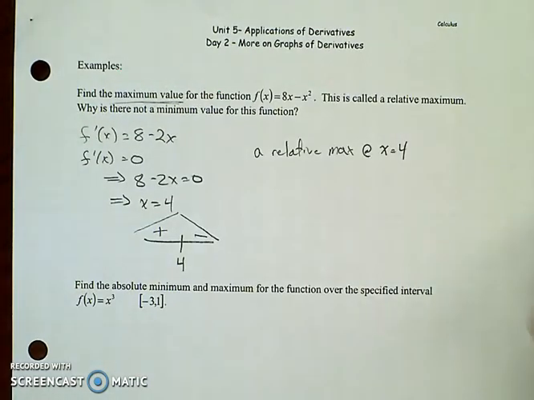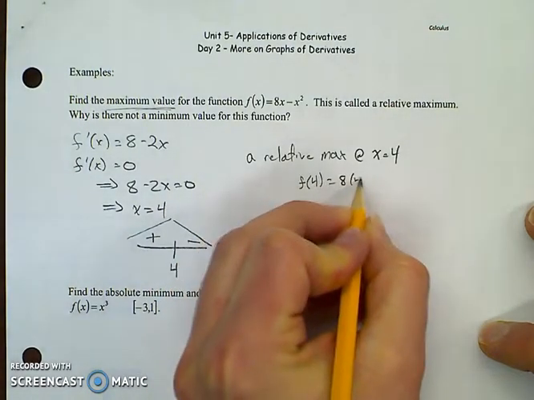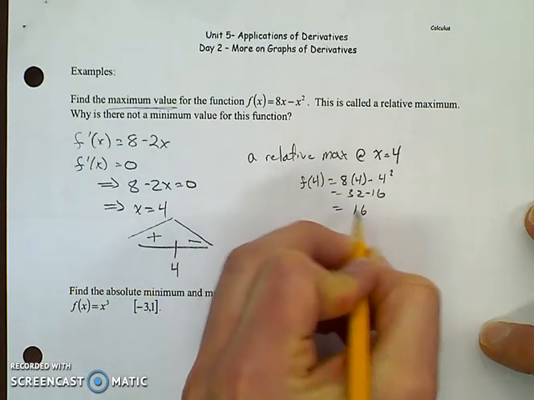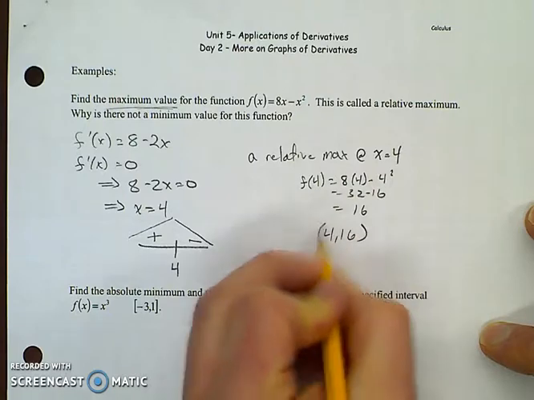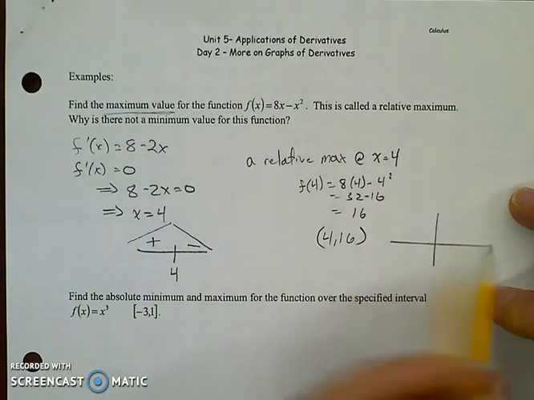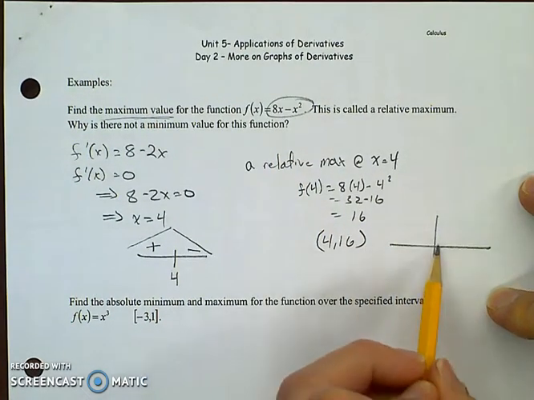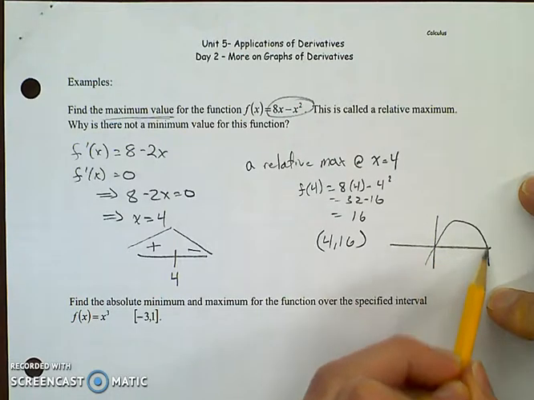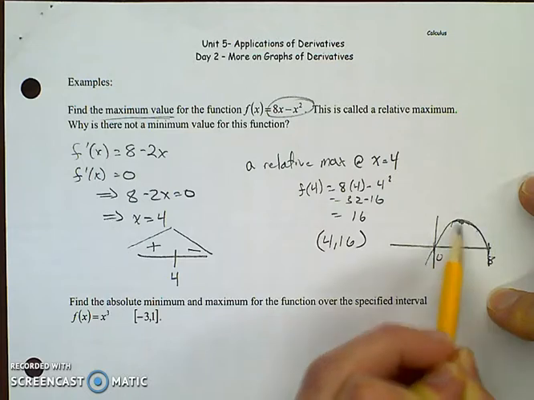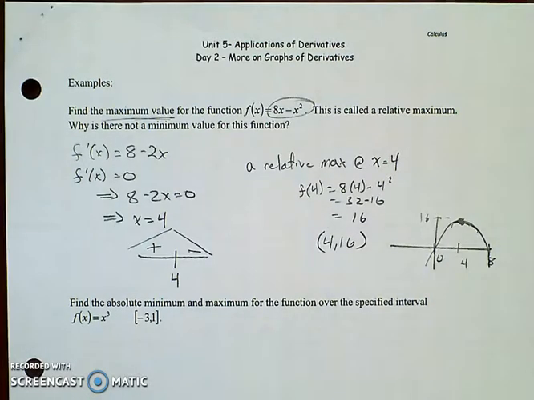If we wanted to find the y value, you would say f of 4 equals 8 times 4 minus 4 squared, 32 minus 16, and we're going to get 16. So the actual point at which the relative maximum occurs is (4, 16). And we know that this is true because this is a quadratic facing down with roots at 8 and 0. This is 8 and that's 0. We know that the maximum, in a very poorly drawn graph, would occur at 16, and smack dab in the middle between 0 and 8 is 4.